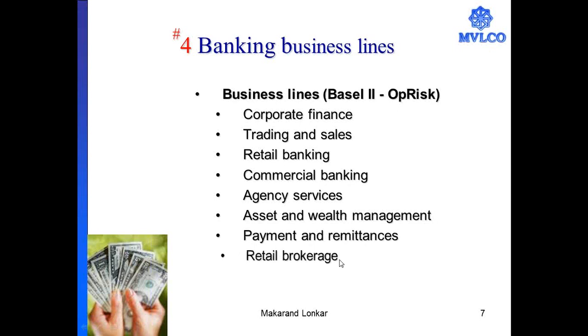So under the Basel Accord, for operational risk purposes, the business lines of a bank have been divided into these 8 categories: corporate finance, trading and sales, retail banking, commercial banking, agency, etc. Let me explain these one by one in a brief way.